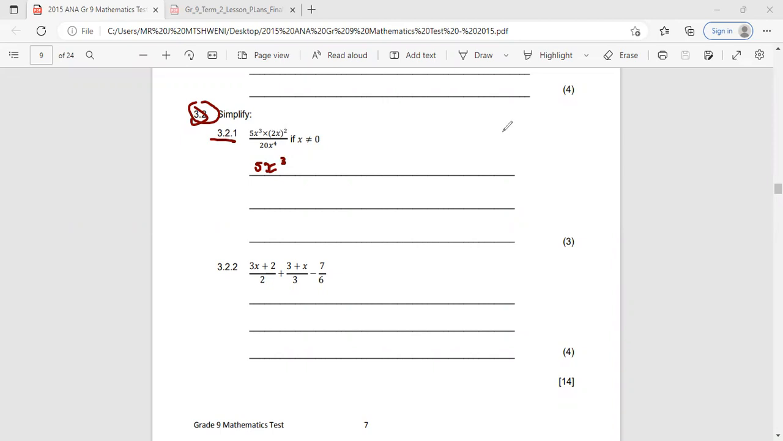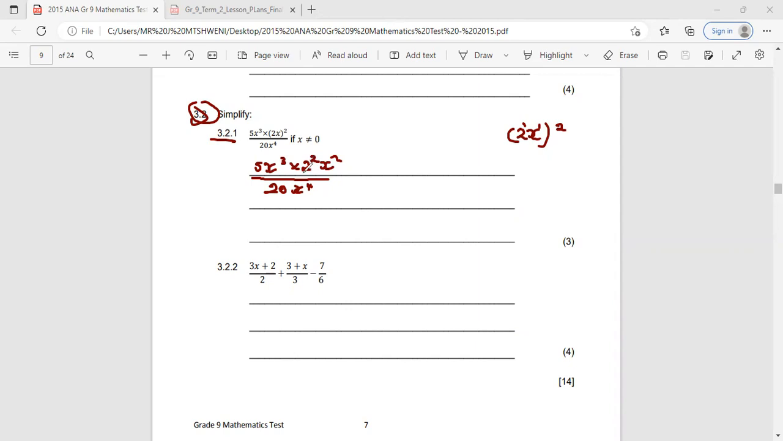Then, when you have 2x, then it's 2 like this. There's a 1 here. So we're going to say 2 times 1, then you have 2 to exponent 2, which is 4. Then this times that one, there's also 1. Then you have x squared divided by 20 x to exponent 4. Then we can multiply what is on top first.